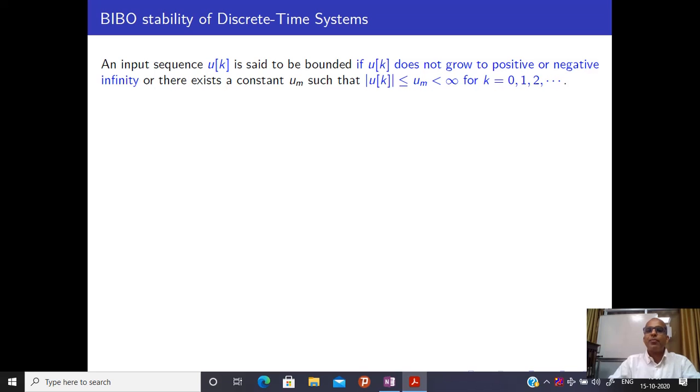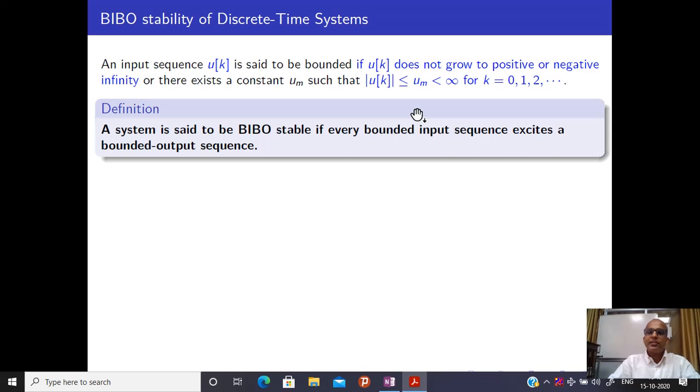So first I have to take help of mathematics to recall the notion of the bounded sequence. An input sequence u(k) is said to be bounded if u(k) does not grow to positive or negative infinity, or in another way one can say that there exists a constant such that for each instant k equal to 0, 1, 2 up to infinity or up to n, this particular relation is satisfied.